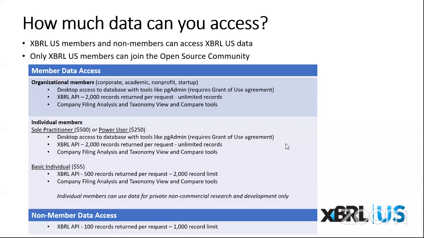For basic individuals, which is only $55 a year, they have a limit of 2,000 records on the API, and they can get 500 records returned per request. So it's a little bit lower level of database access there. They have unlimited access on company filing analysis and the taxonomy compare tools. And then non-members also have access to the data. They can use the APIs, and they have a limit of 1,000 records, and they can get 100 records returned per request. So just different levels of access.